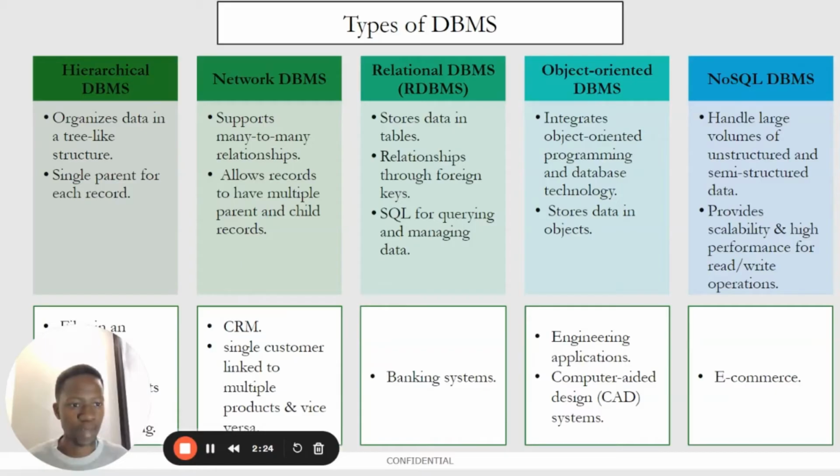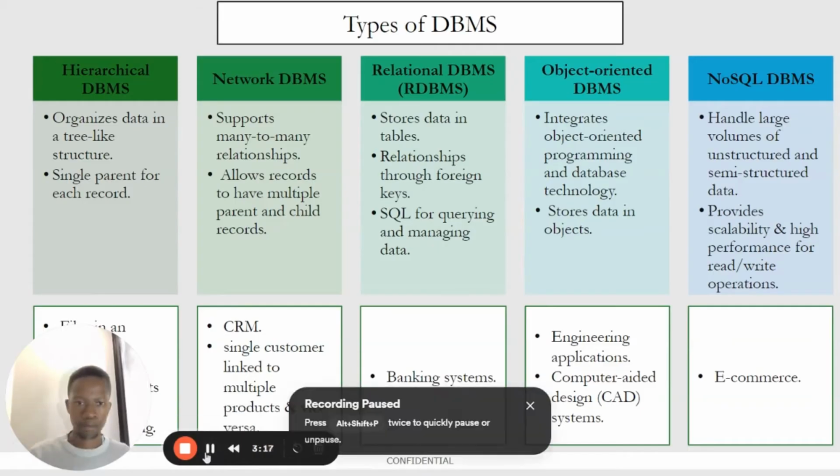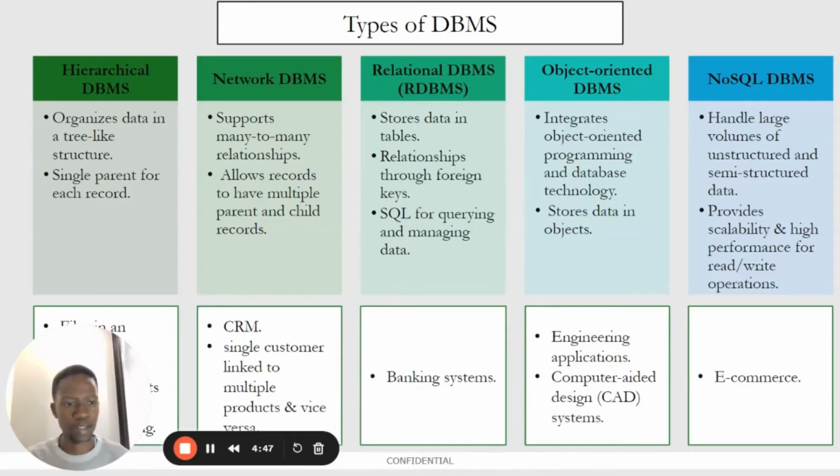Different types of database management systems are designed to handle various data management needs, each with its unique characteristics and use cases. Here are the primary types of DBMS, their characteristics, and examples of their use. First, object-oriented programming and database technology storing data as objects. These types of databases support data types, classes, and inheritance, mirroring the object-oriented programming paradigm. They are used in engineering applications and computer-aided design systems where complex data objects and their relationships can be efficiently managed. Then we have a NoSQL DBMS.